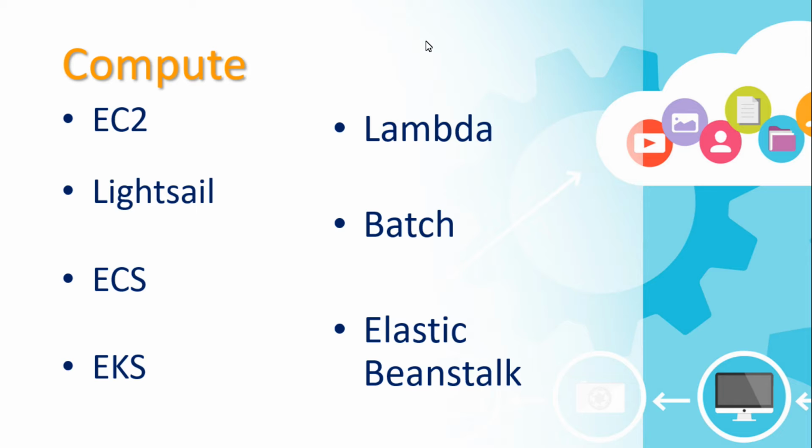The very first is the EC2. EC2 is basically Elastic Compute Cloud, and it is a service which is almost similar to the creating of virtual machines in any virtualized environment, whether you are using Hyper-V from Microsoft or maybe VMware from VMware itself.